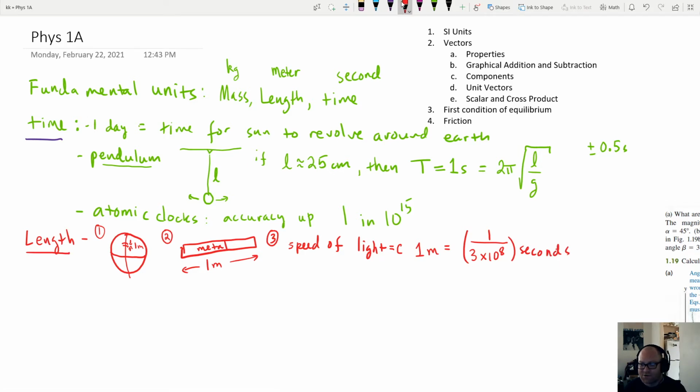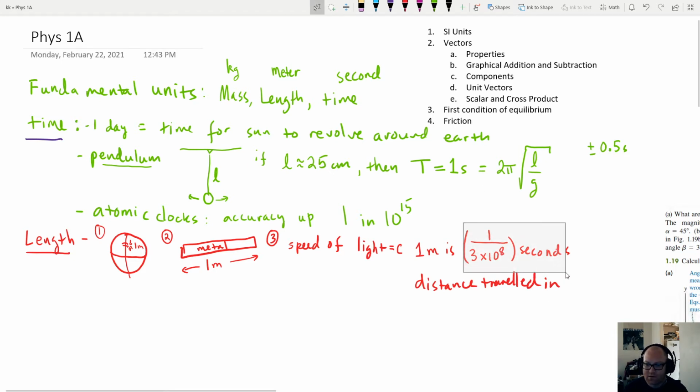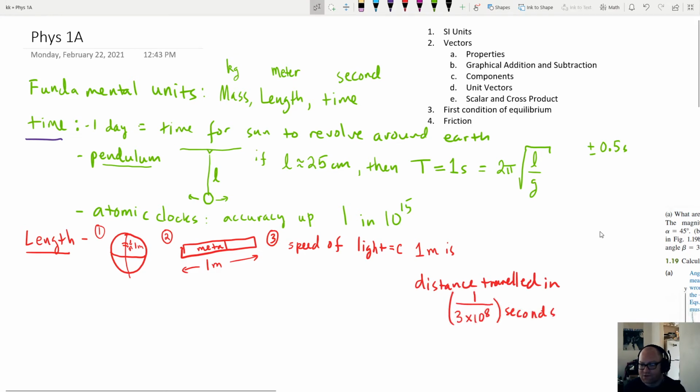It's the distance that light travels in that many seconds. And I think an equal sign is probably the wrong thing to put here, but 1 meter is the distance traveled by light in that many seconds. I'll just move this down here. Here we go. Think about it as like 1 over a billion or so, right? It's about the distance that light travels in a billionth of a second. A little more than that, but yeah.